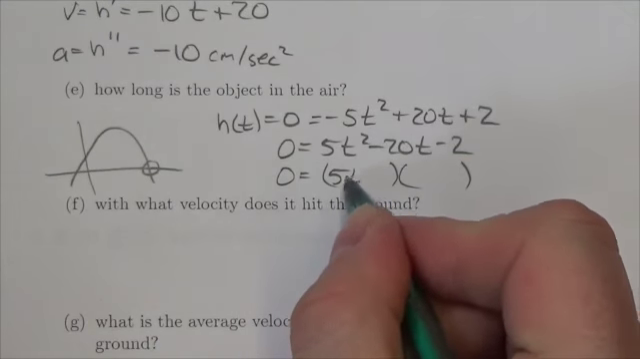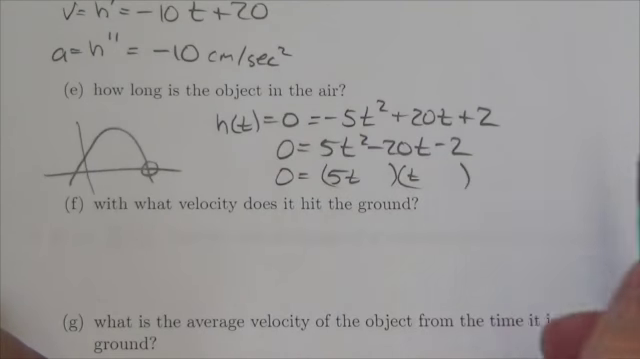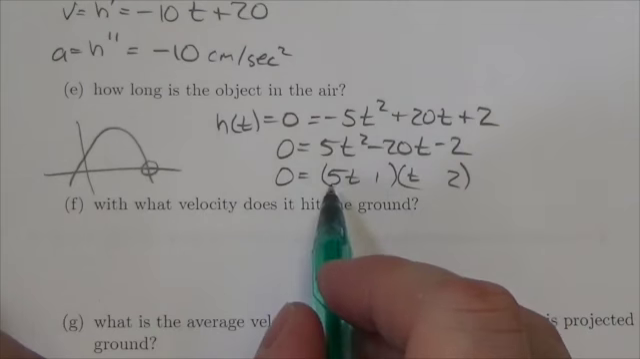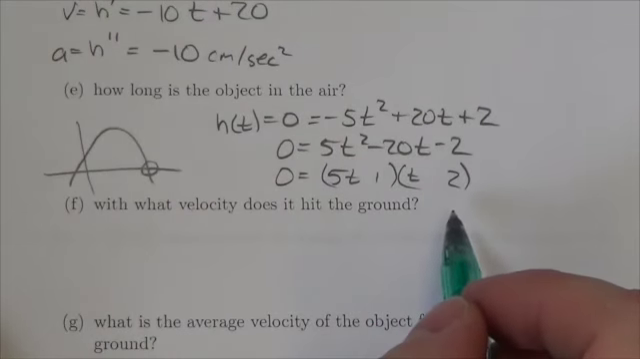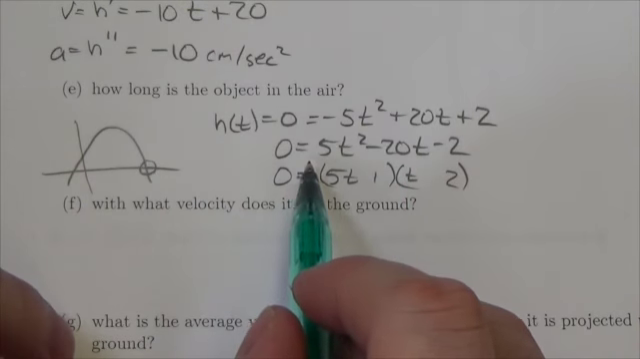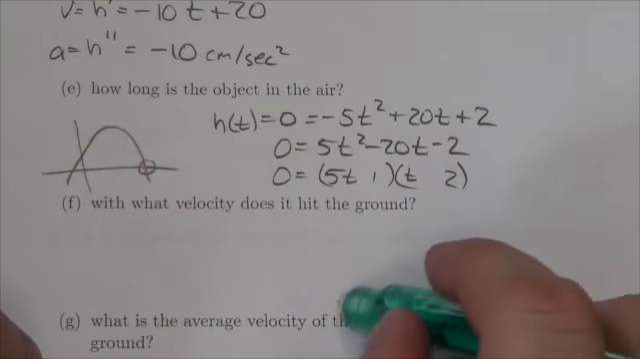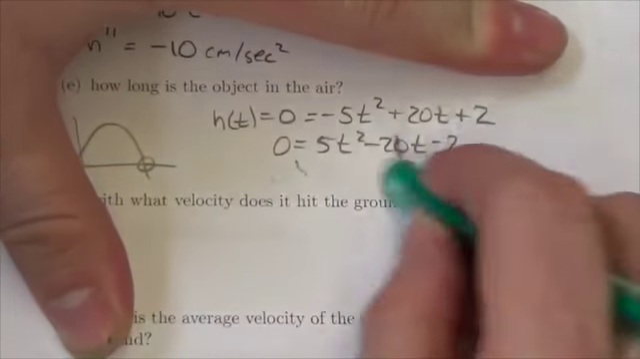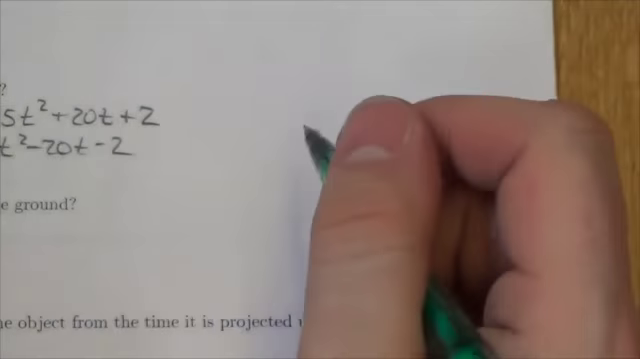I know that 5 can be broken up into 5t and t. 2 can be broken up into just 2 and 1. And you know what? That's going to give me 10 and 1. That's not going to give me 20 in the middle there. There's not much I can do here. That's not going to work. So what that tells me is that factoring is simply not going to work. I'm going to have to use the quadratic formula.